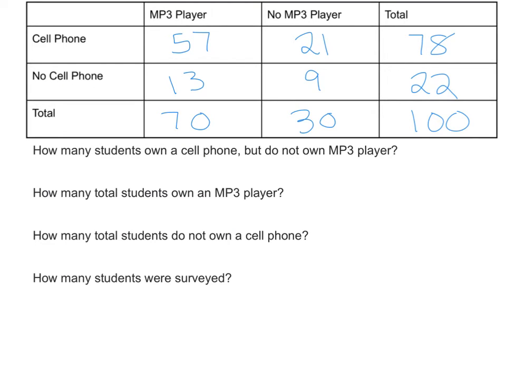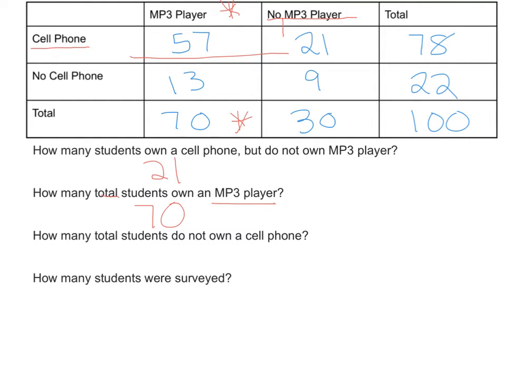So once the two-way table is filled in, now you can answer some basic questions that show your understanding of that two-way table. So how many students own a cell phone? So we're looking at students that own a cell phone, but do not own an MP3 player. Alright, so no MP3 player, but cell phone, so that would be 21. How many total students own an MP3 player? So here are all the MP3 players, and the total, there are 70 students.